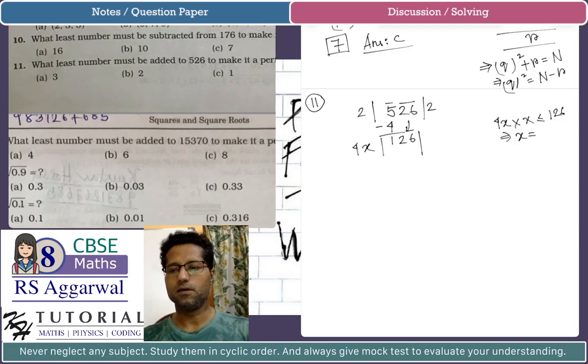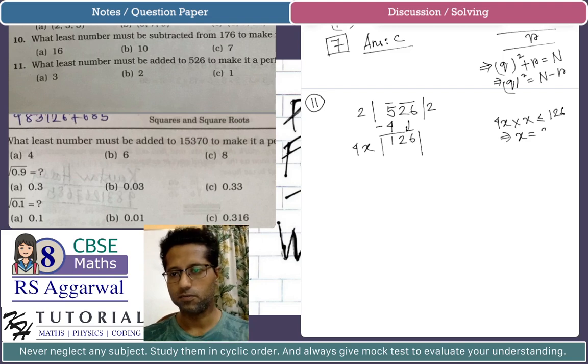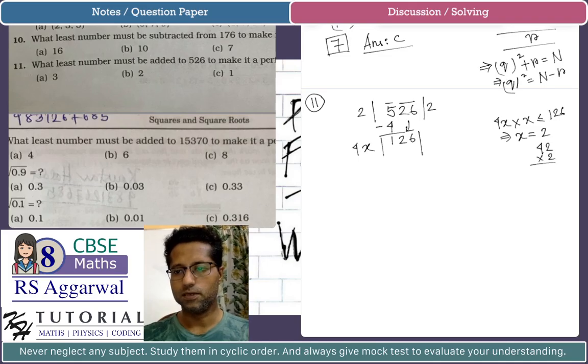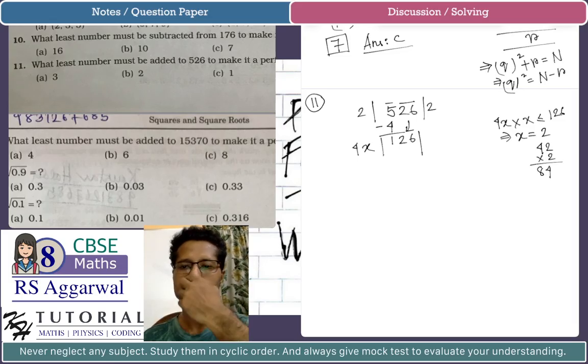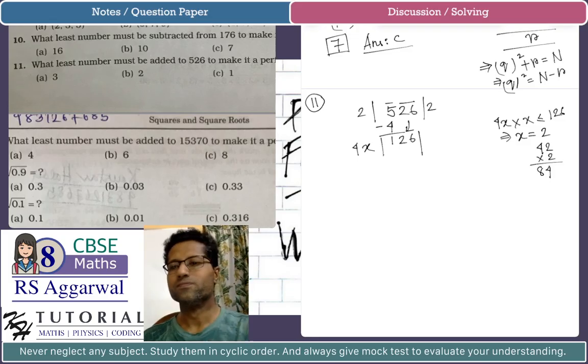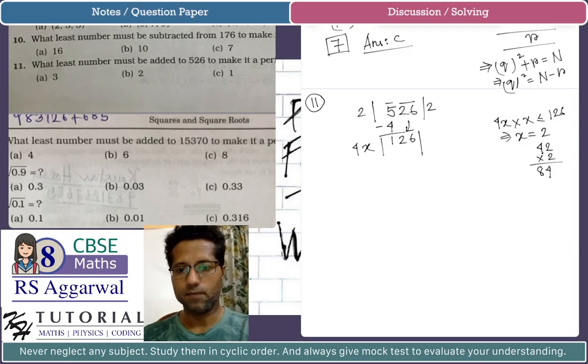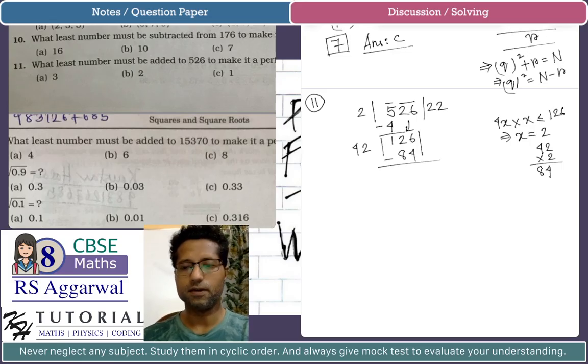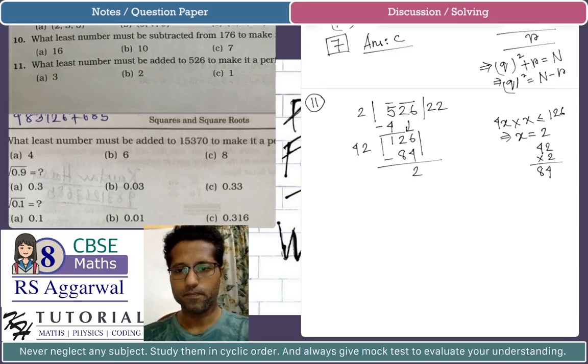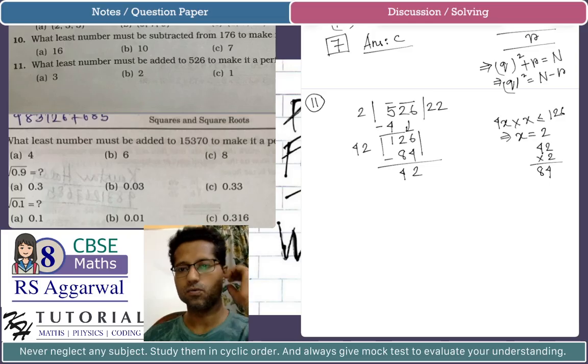x cannot be 3, because if x is 3, then it becomes 43 into 3, which is 129. So x has to be 2, and 42 into 2 we know is 84. So x will be 2. I am replacing x with 2, and this 2 will also be appended to the current quotient. So we have 22, and 42 into 2 is 84. We subtract that from the current dividend to get the remainder, which is 42.